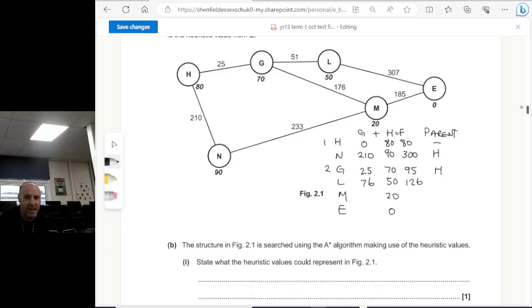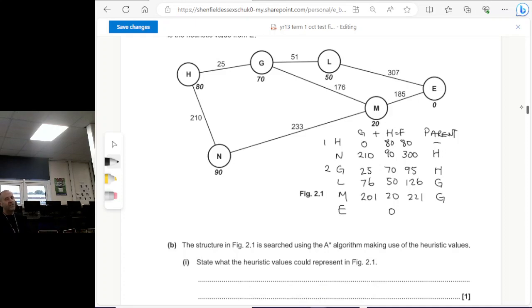Right, the parent for that costing was G. Right, M, with a more hideous number. It's cost me 25 to get to G. It's going to cost me another 176 to get to M. So 176 plus 25 must be 201. That's where I'm at. But the full cost is 201 plus that heuristic. So that's 221. And remember, it's the F that we're looking at. So that was parent G.